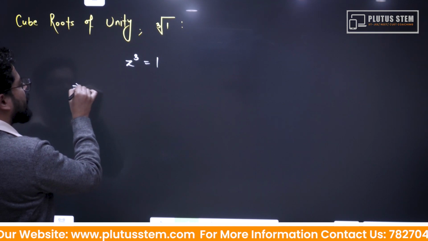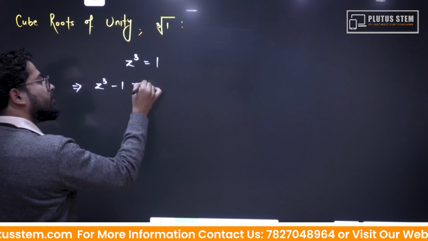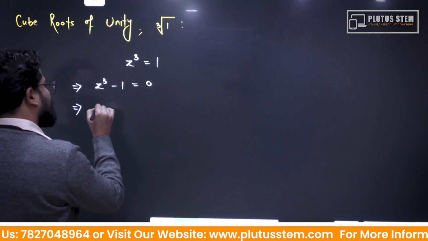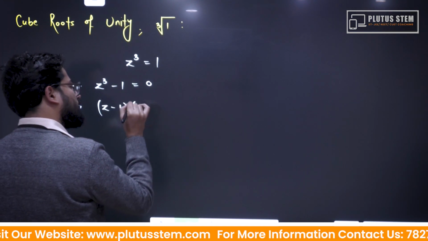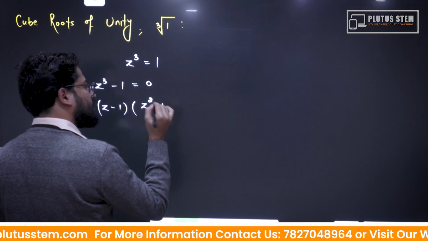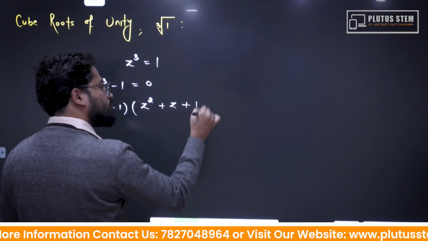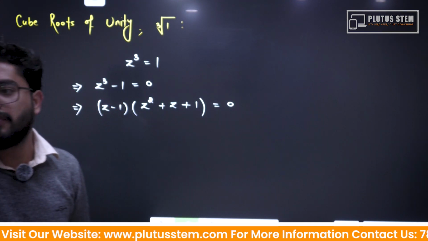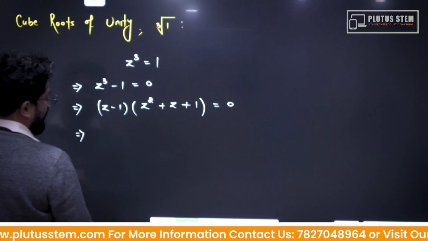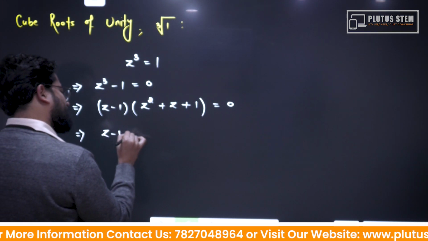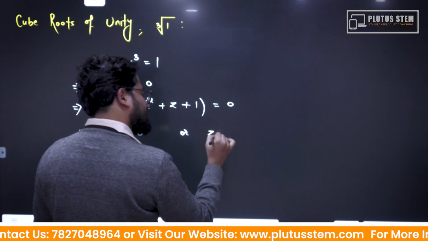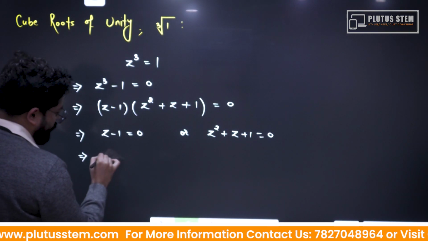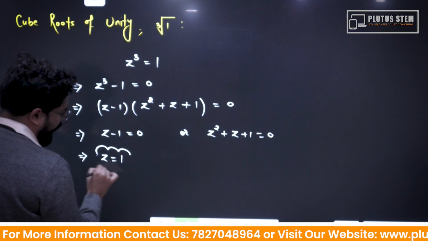When you simplify it, we get z cube minus 1 is equal to 0. Applying the formula a cube minus b cube, which is a minus b into a square plus ab plus b square, we get z minus 1 into z square plus z plus 1 is equal to 0. Now, if the product of two things is 0, either z minus 1 is 0, or z square plus z plus 1 is equal to 0. Whenever z minus 1 is 0, it means z is equal to 1.